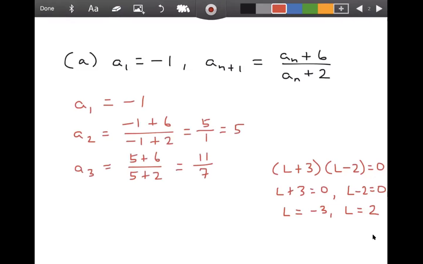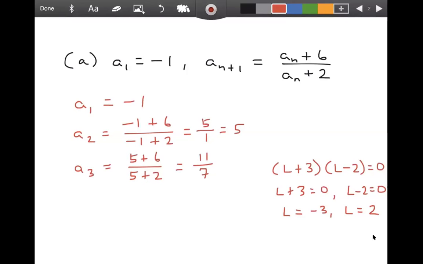And at this point, I think I know all I need to know, because it's pretty clear, isn't it, that this sequence is never going to go negative again. I mean, how could it? Once you reach A2, you get a positive number. And to get any term after that, you go positive number plus 6 divided by positive number plus 2, which is always going to be positive.